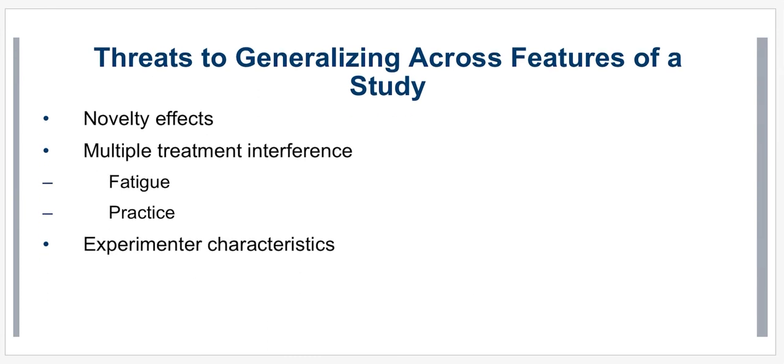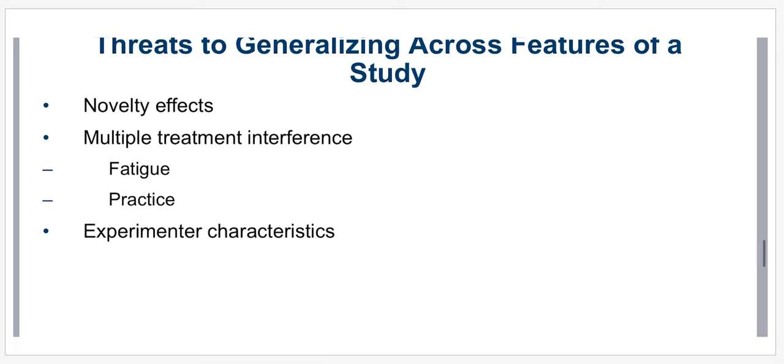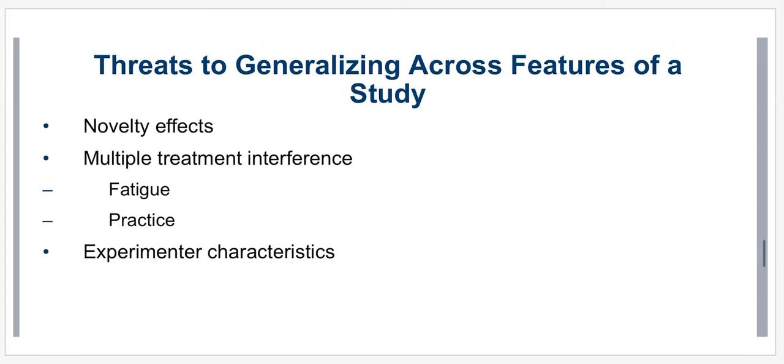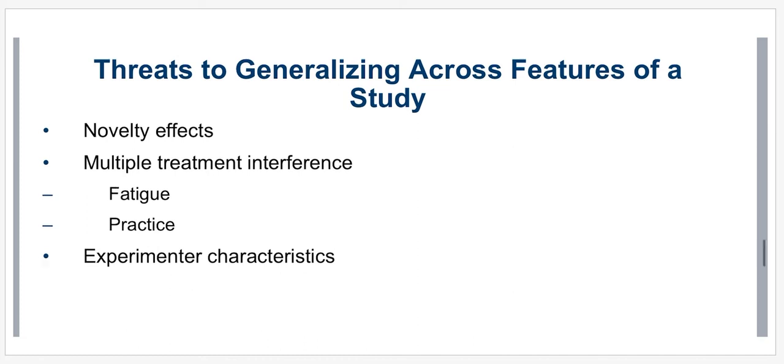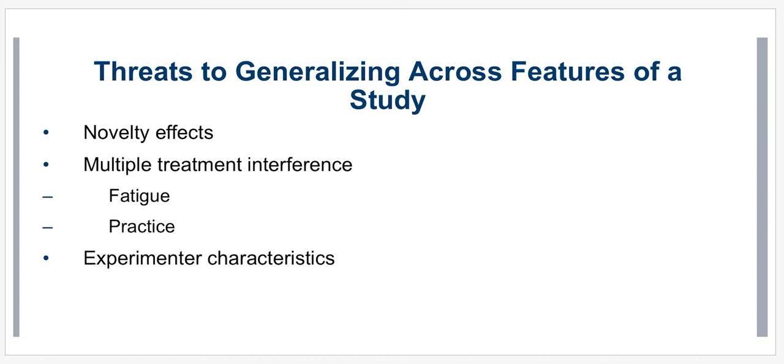Okay, so category 2 is generalizing across features or procedures of a study. So the first one is novelty effects. And this is the idea that it's a novel situation, right? Participating in a study is a new thing for a lot of people. They've never done it before. It's exciting. It may induce a little bit of anxiety. They may be nervous. There could be lots of things that go into that.